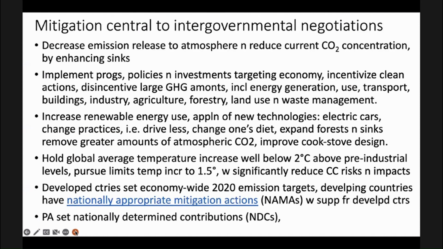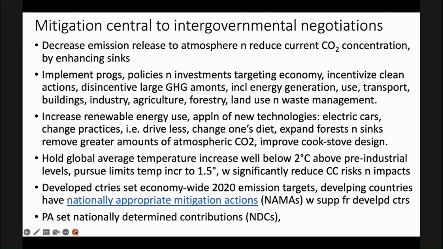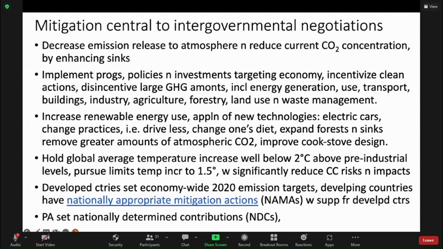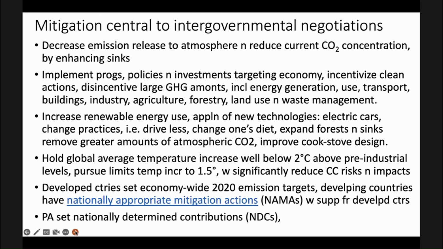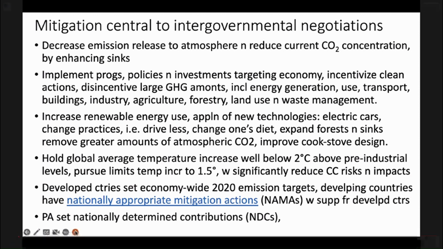So mitigation is central to the intergovernmental negotiations. And at times people have blamed us for focusing too much on mitigation, but mitigation is needed to decrease emission release to the atmosphere and reduce the current CO2 concentration. One way is by enhancing sinks. We recognize the implementation of programs, policies, investments, and incentivizing of clean actions, the disincentivizing of large greenhouse gas emissions.